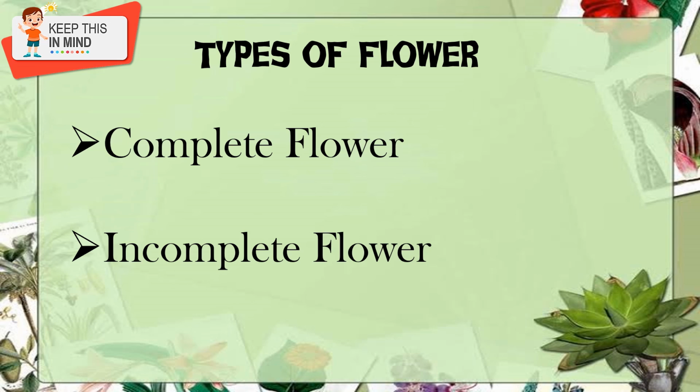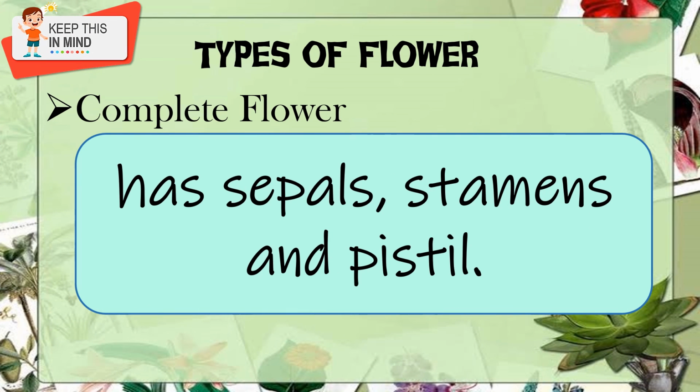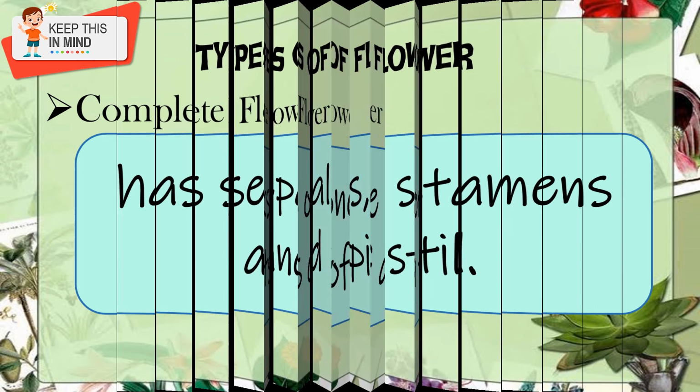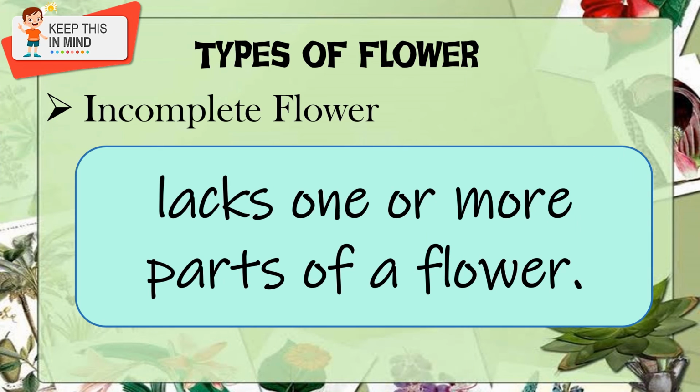In different plants, the number of petals, sepals, stamens, and pistils can vary. The presence of these parts differentiates the flower into complete or incomplete flower. These are the two types of a flower. A complete flower is the one that consists of sepals, stamens, and pistil, while an incomplete flower lacks one or more parts of a flower.